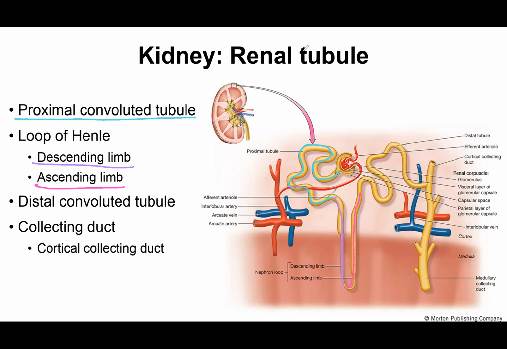Okay, so just so we are on the same page, just know that the fluid is flowing this direction. First the fluid flows down, and then it's flowing back up. The next segment of the nephron that we reach is the distal convoluted tubule, called convoluted because it's sort of twisty, is there.